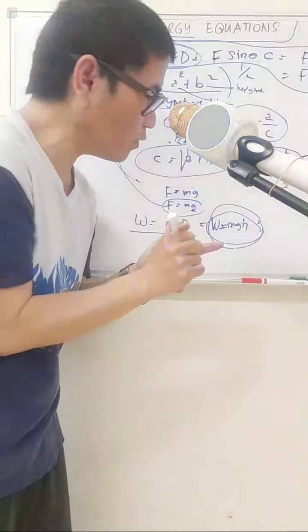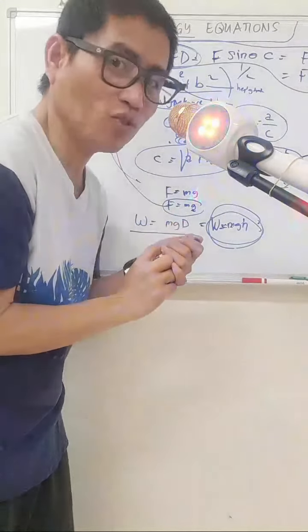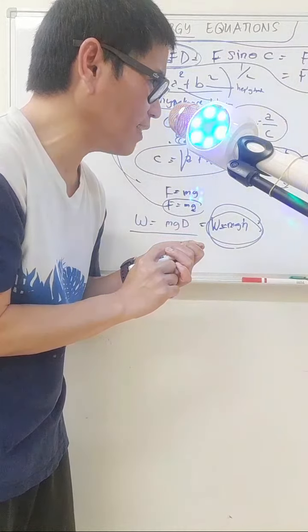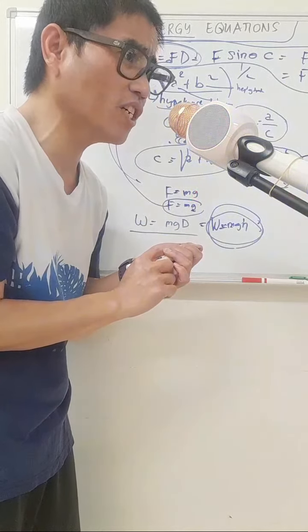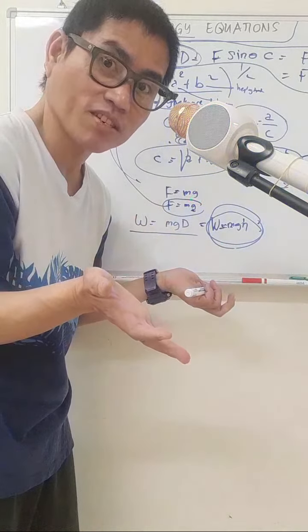If a problem in the future says, what is the work done if Peter moved the 2 kilogram bag on a hill which is 30 degrees inclination from the ground?